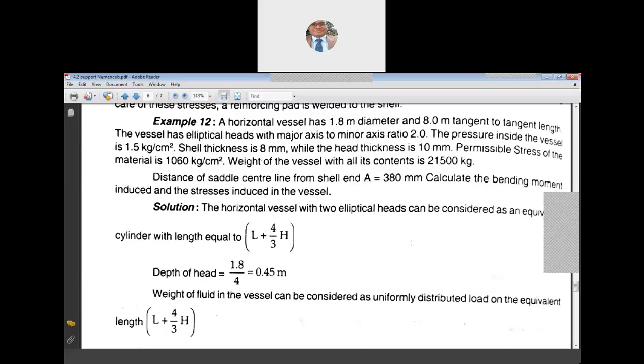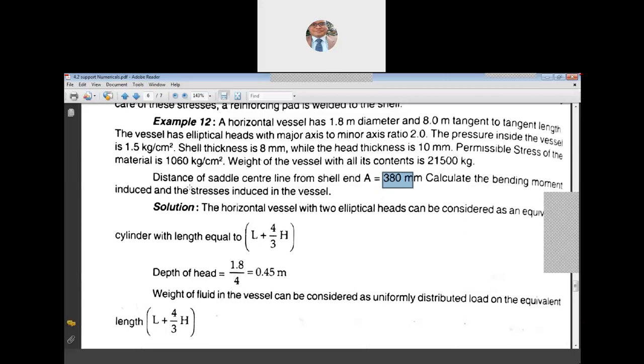So reaction at the support also you can take because this weight has to be balanced by the two supports. So the reaction at each support will be 21500 divided by 2. The distance of the saddle center line from the shell end A is 380 millimeter. Calculate the bending moment induced and the stresses induced in the vessel.